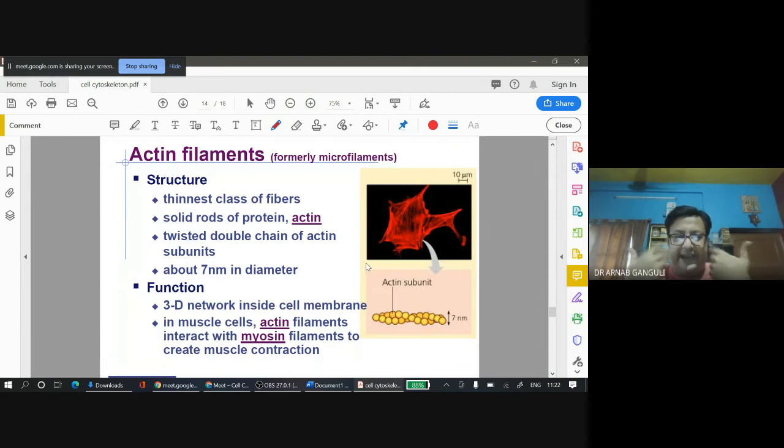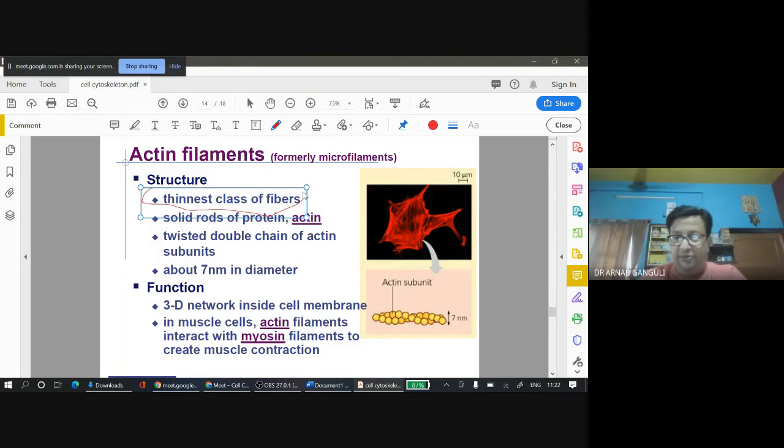Now we go to actin filaments. They were formerly known as microfilaments. Now they are known as actin filaments. They are the thinnest class of fibers. In muscle contraction, contraction of actin on top of myosin arms causes a muscle to contract. So these actin are very important elements in muscle contraction, cell movement, cell structure, cell shape.